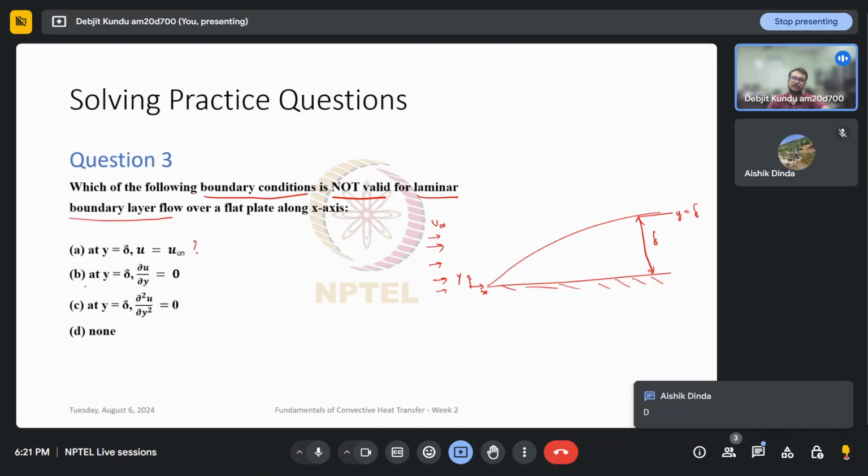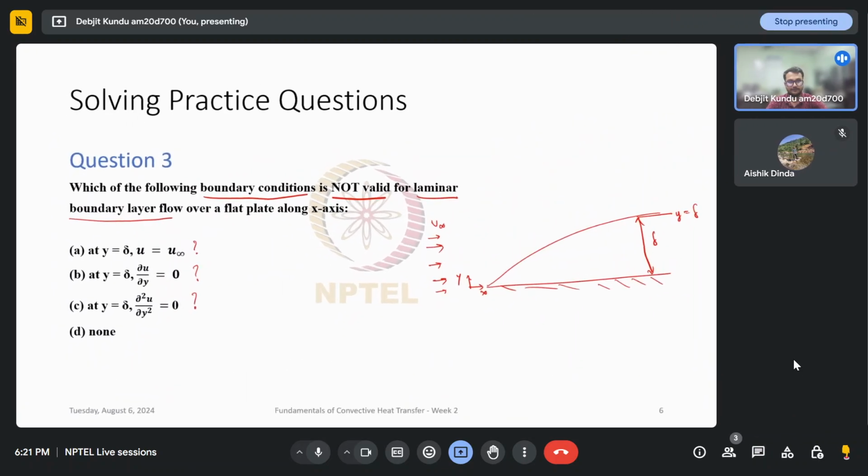Option B says, at y equal to delta, dou u dou y is equal to 0. Is that true or not? And statement C says at y equal to delta, the double derivative of u is 0. Is that again true or false? Or statement D says none, meaning that none are not valid, which means all are valid. Okay, so we have a response in favor of option D, that is, all of them are correct essentially.